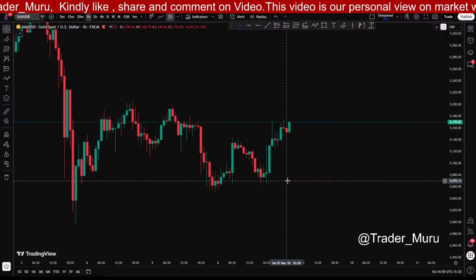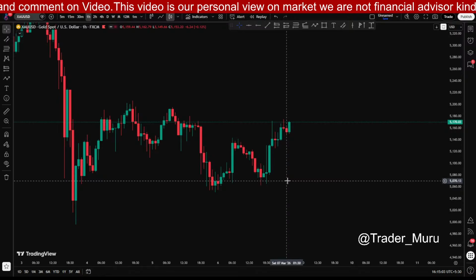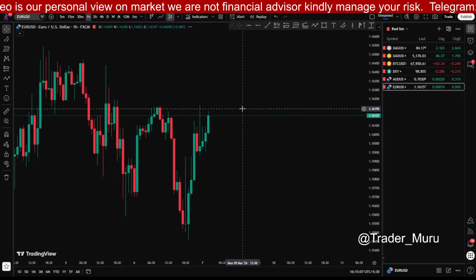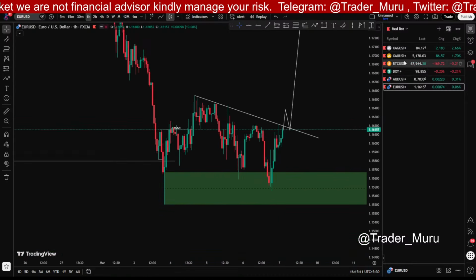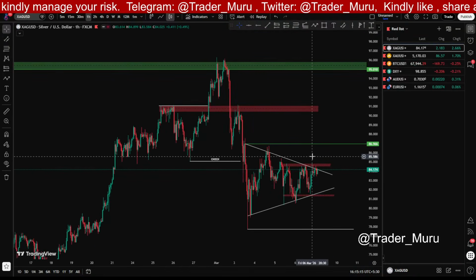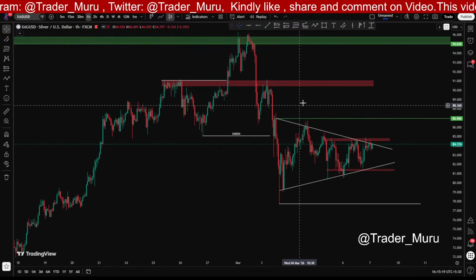In your opinion, what pair has the best price action? You can use euro, you can use silver, GBP is also good.